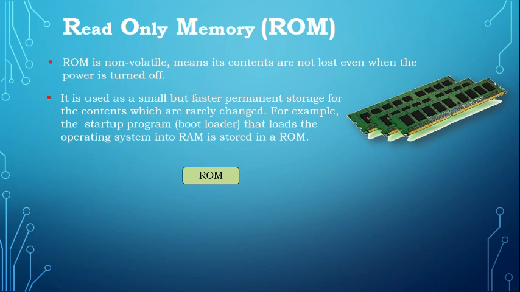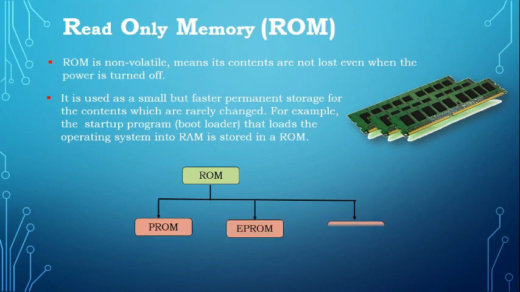ROM is again categorized into three types: PROM, EPROM, and EEPROM. PROM stands for Programmable Read-Only Memory. EPROM is Erasable Programmable Read-Only Memory. EEPROM stands for Electrically Erasable Programmable Read-Only Memory. There are certain differences between the three, so we will see the differences between all these three, PROM, EPROM and EEPROM.